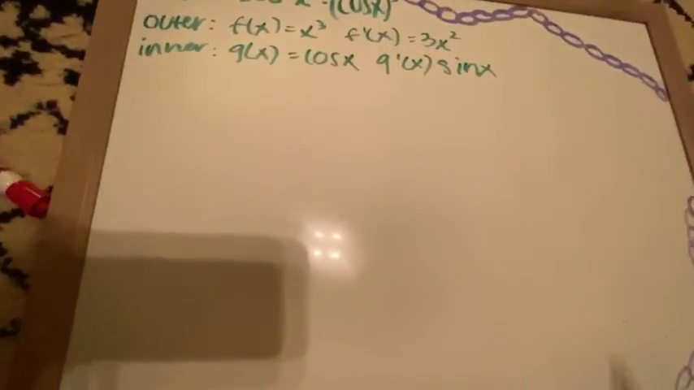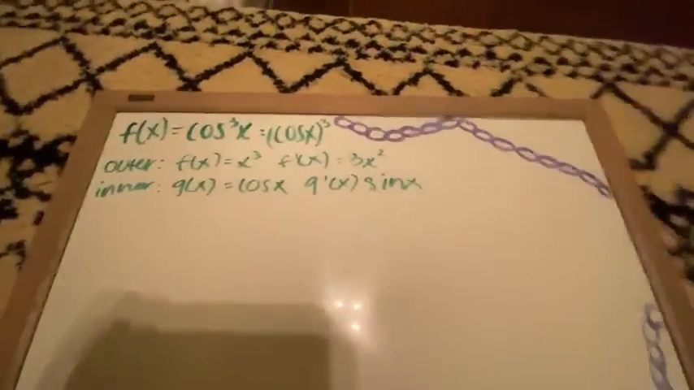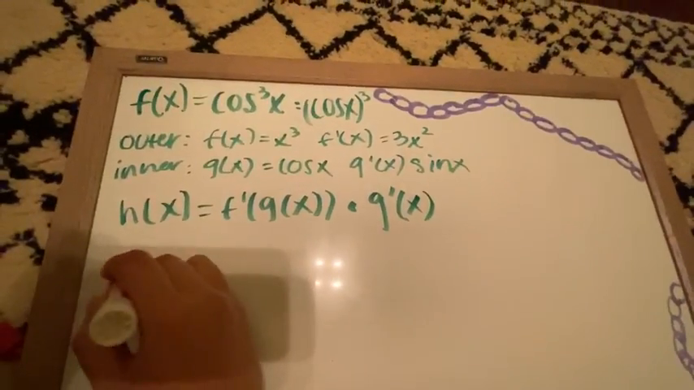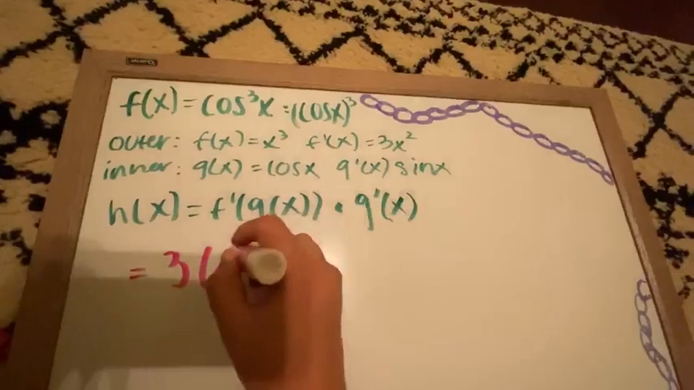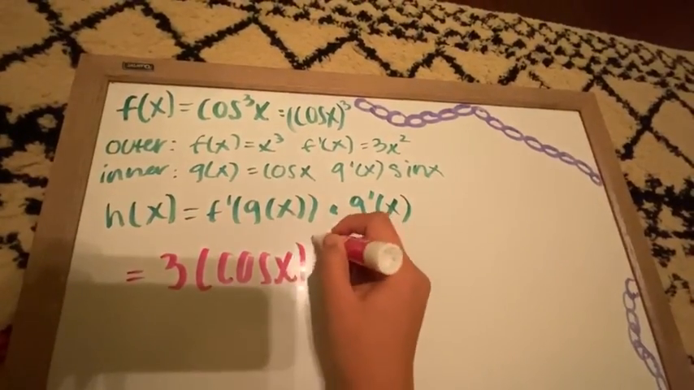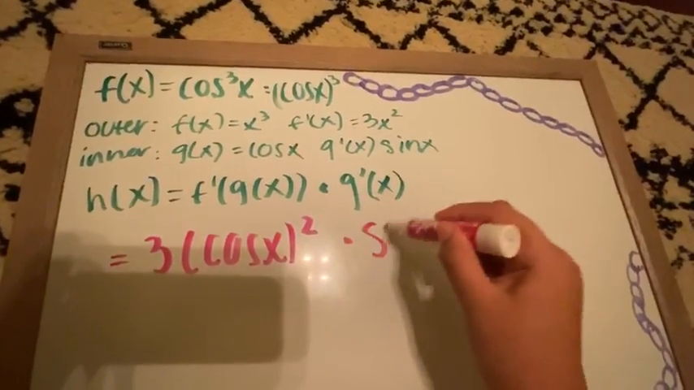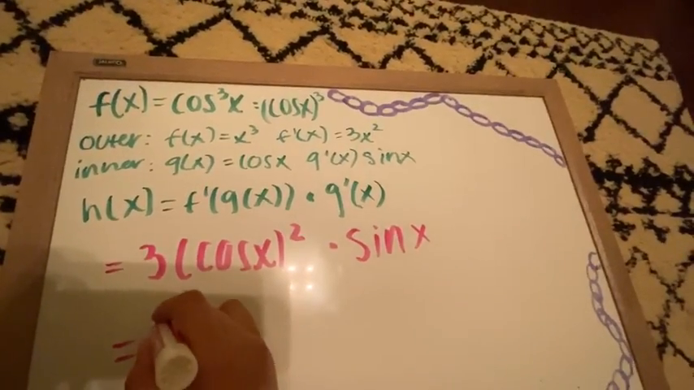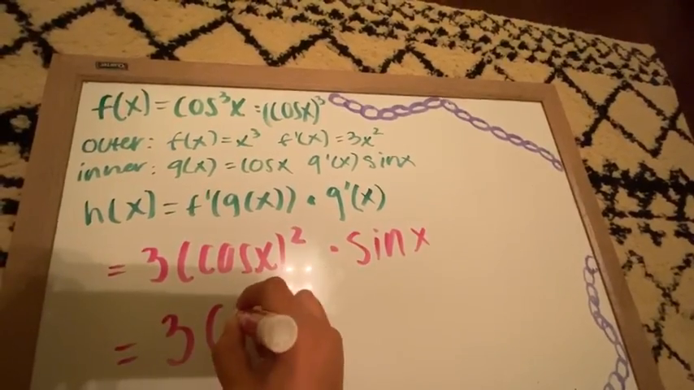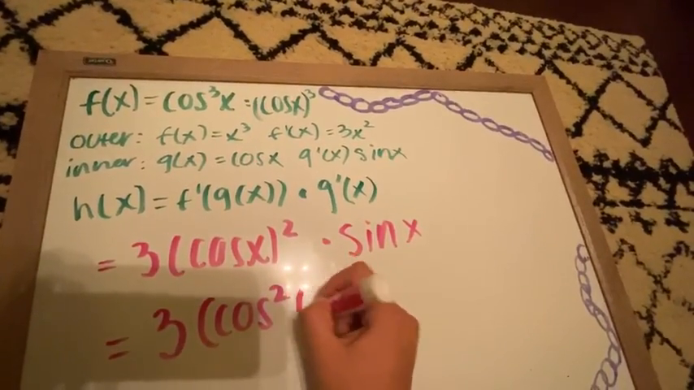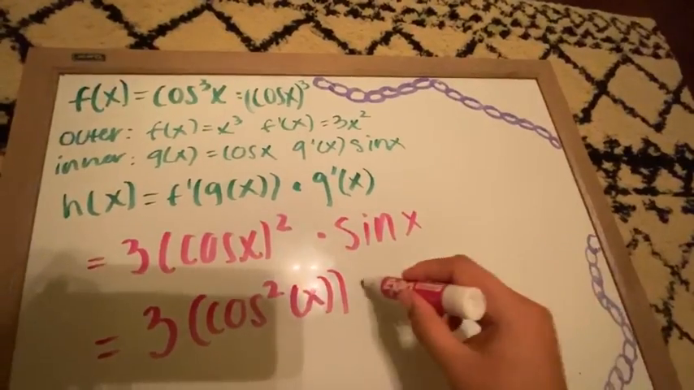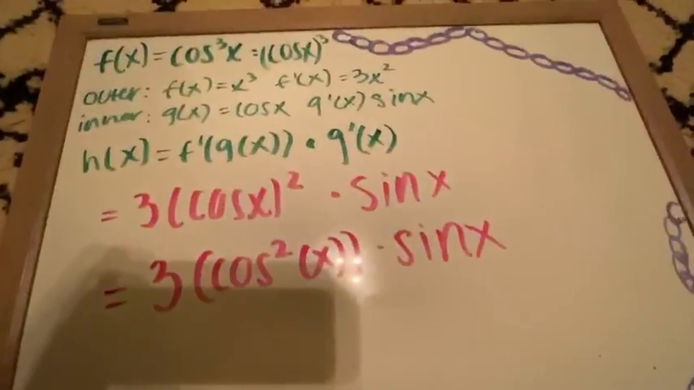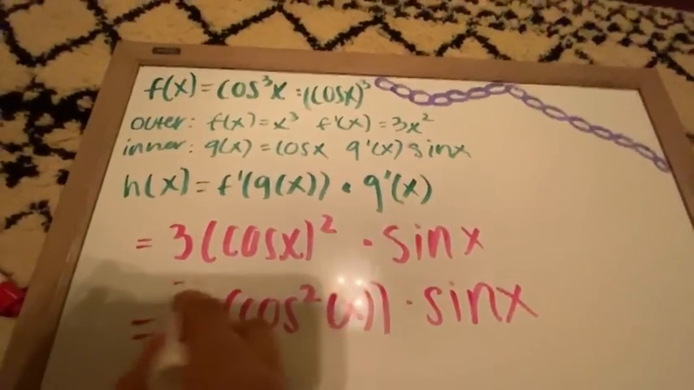Now we will plug that into the chain rule. Once we plug that in, it'll end up being 3 times cosine of x squared times sine of x. Just moving where the square is, we can write 3 times cosine squared of x times sine of x. There's nothing else we can really do there, but that is the answer.